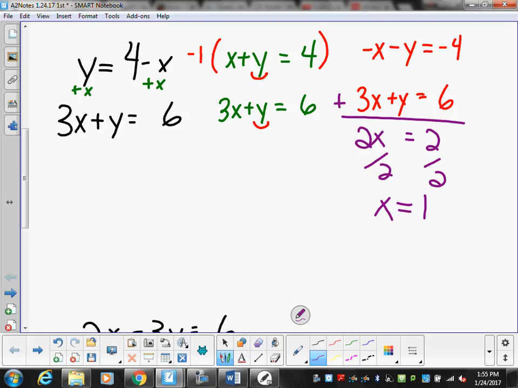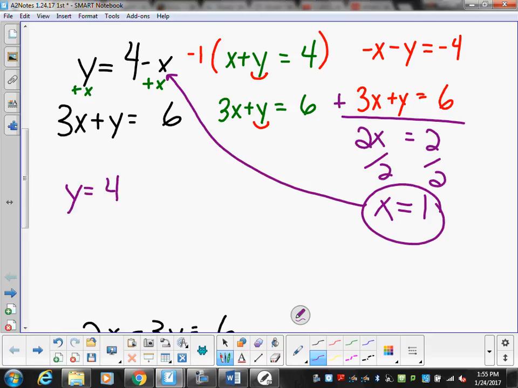Now you got to plug 1 in for x, and this first equation that we started with is the easiest place to do that. So y equals 4 minus 1, so y equals 3. So my solution is (1, 3).